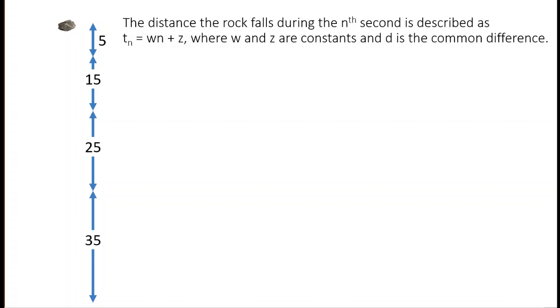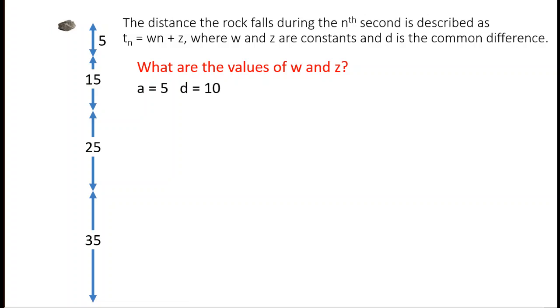Now, the distance the rock falls during the nth second is described as Tn is equal to Wn plus Z, where W and Z are constants and d is the common difference. I need to find the values of W and Z.